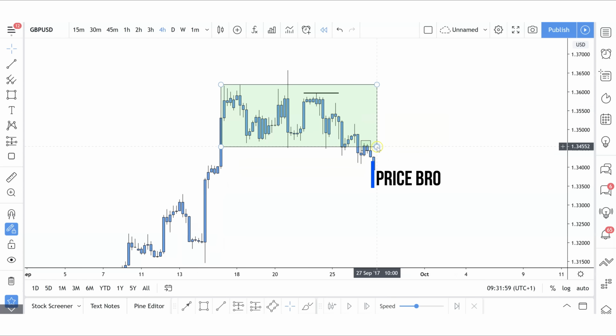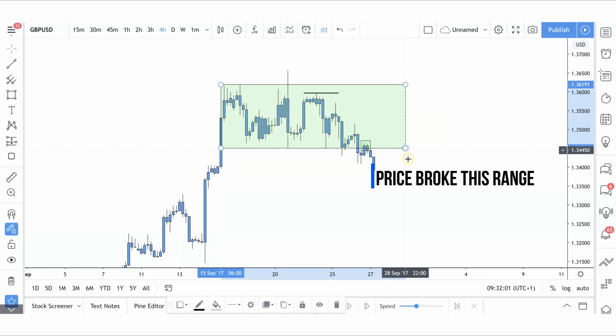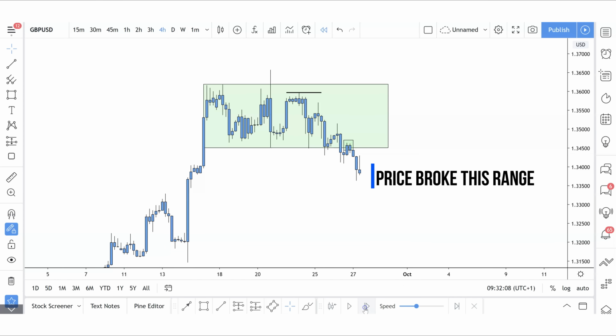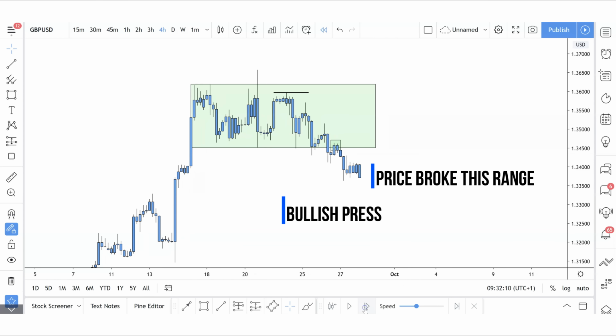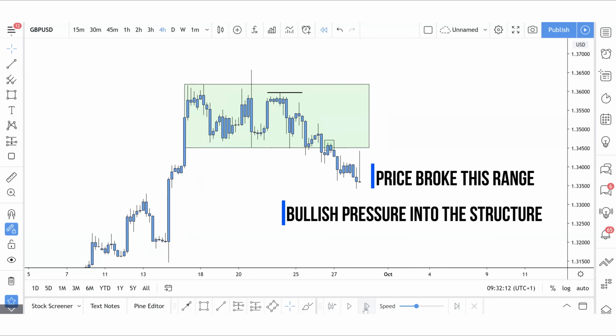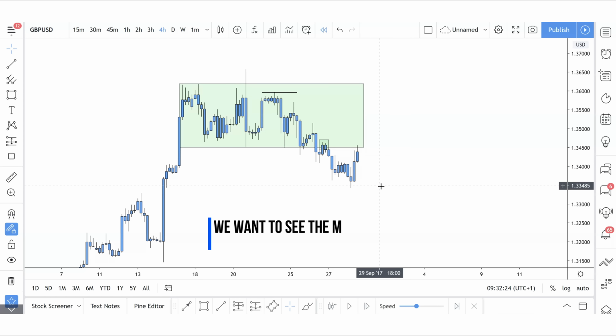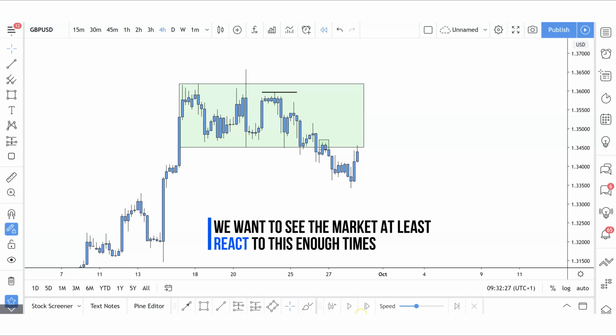Now we see price has broken this range, and as it's left this area for a period of time, what we're now going to look for is for price to come back to this level and show us strong evidence of bullish pressure into this structure and then eventually a depletion. So here you have it. Strong bullish pressure into this level here. We now have a depletion with this wick rejection. We don't want to take the trade now. We want to see the market at least react to this another time and then look for a potential trading opportunity.